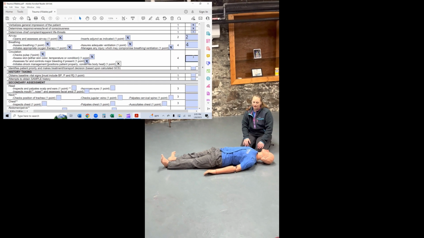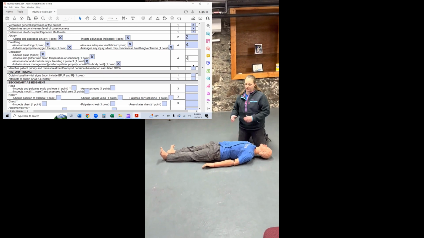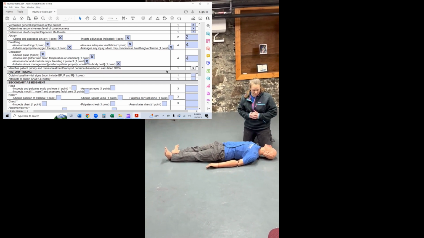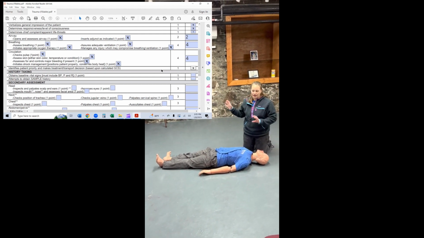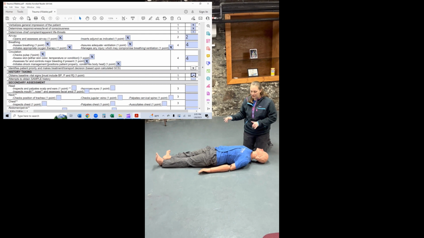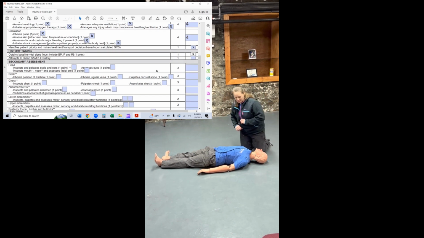And I would like to transport this patient as rapidly as possible, but I have to get through my head to toe assessment first. So while I'm doing the assessment, I'm gonna have my partner get a full set of vitals, including blood pressure, and I'm gonna have them also get a SAMPLE history.